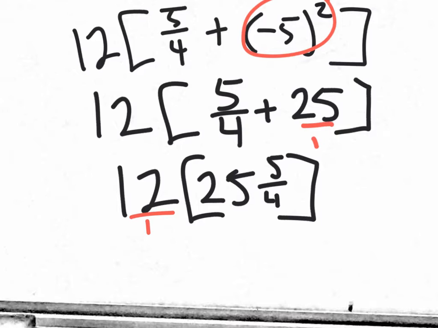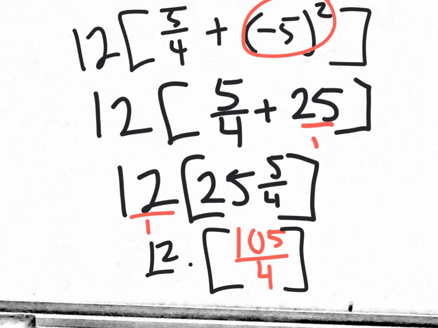So let's first change this into an improper fraction. 4 times 25 plus 5. That's 105. And that's the same thing you would have gotten if you would have gotten the LCD and then added the tops. You'd still get 105 up there. So anyways, you have 105 over 4.